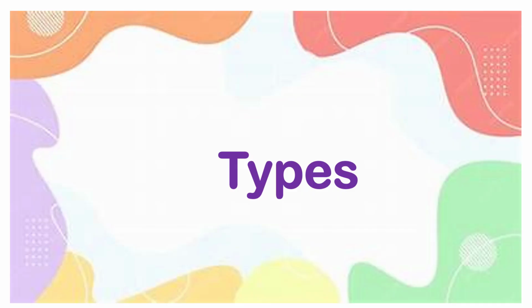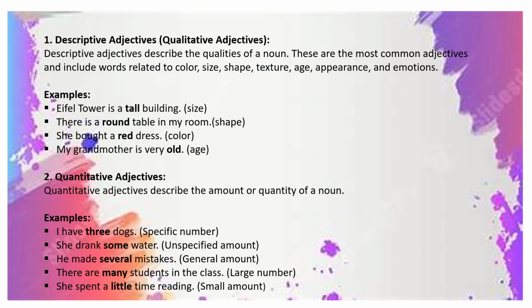There are types of adjectives. The first one is descriptive adjectives. Descriptive suggests the definition of this type of adjective. Descriptive means to describe something about the noun. Descriptive adjectives describe the qualities of a noun. These are the most common adjectives and include words related to color, size, shape, texture, age, appearance, and emotions.